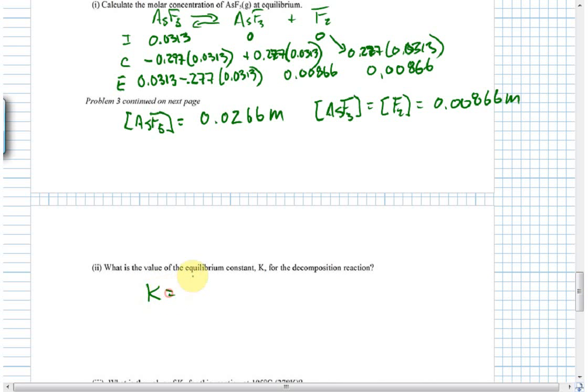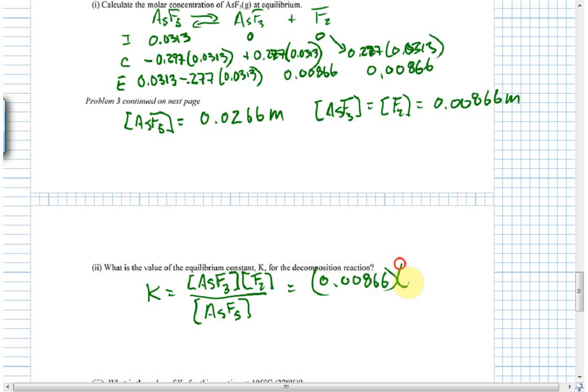Now we're just going to come along and plug in. We know the equilibrium constant is equal to the concentration of the trifluoride times the concentration of fluorine divided by the concentration of the pentafluoride, all of the equilibrium concentrations. We actually have the equilibrium concentrations: 0.00866 times 0.00866 divided by 0.0266. If you do that calculation, you find out that the equilibrium constant is equal to 2.82 times 10 to the minus 3.